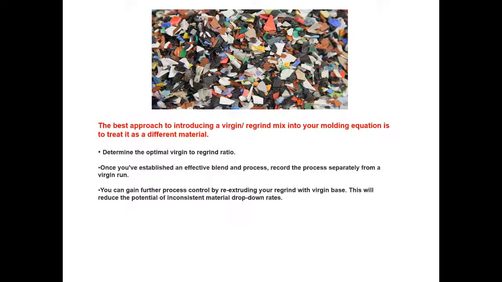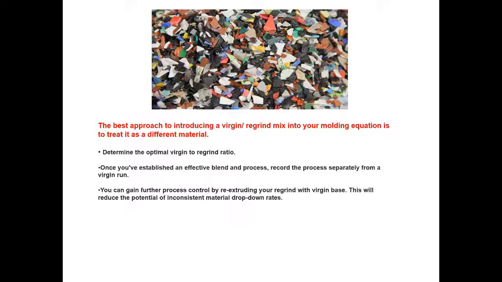What's important to note here is that the molecular chain of regrind is much shorter, and because of that, the viscosity is going to be lower. So the more regrind that you add to your production run, the faster your fill is going to be. So you're going to have to make adjustments to your process based on that change. Now, if your regrind percentage is fluctuating, then you're really not going to have good control.